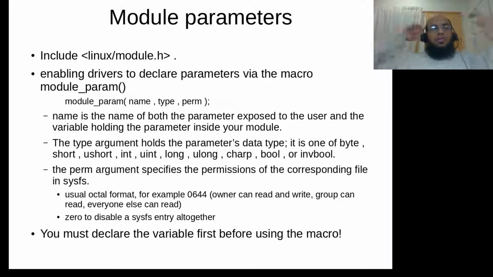And these use the usual octal format, for example 0644, which would basically be owner can read and write, group can read, and everyone else can read. You can pass a 0 here to disable the sysfs entry altogether, so there will not be a file produced in sysfs. Of course, you must declare the variable first before using it in the macro.